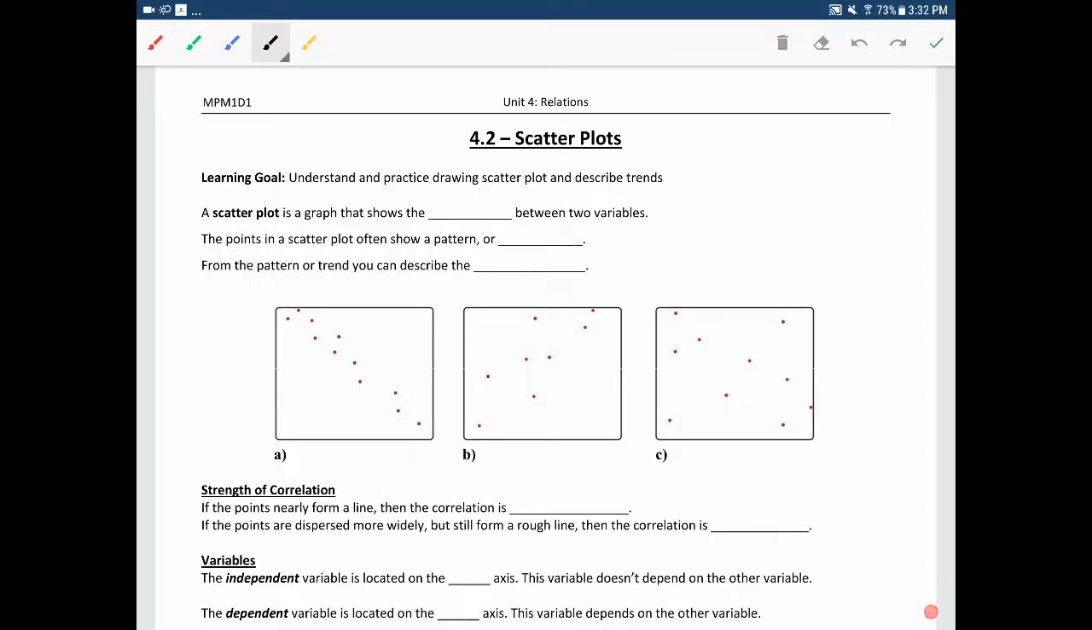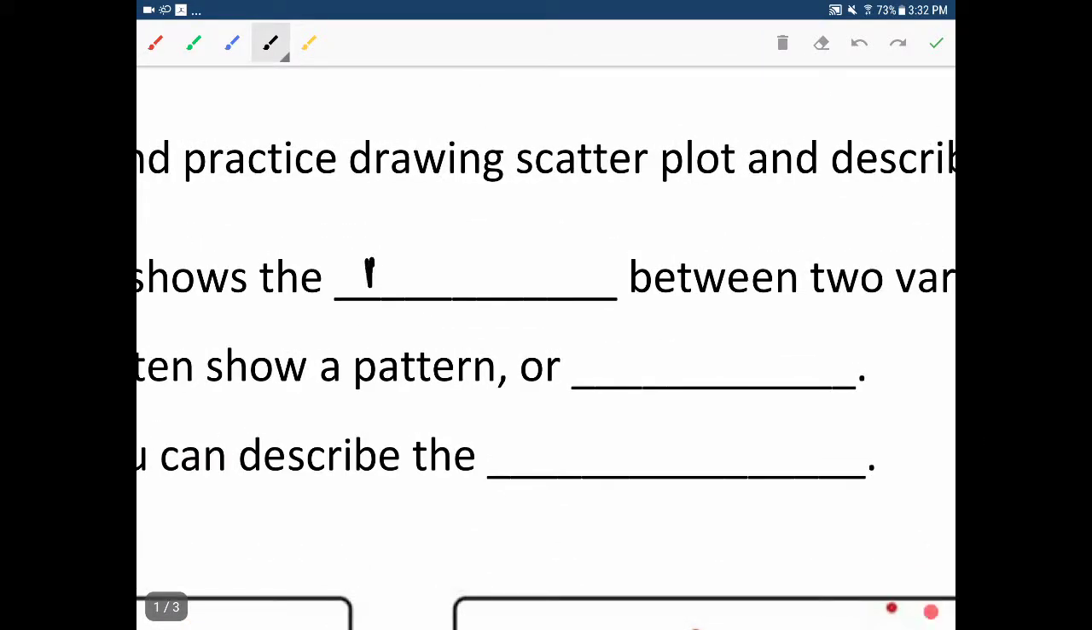Hey guys, today we're going to take a look at scatter plots. So a scatter plot is a graph that shows the relationship between two variables.